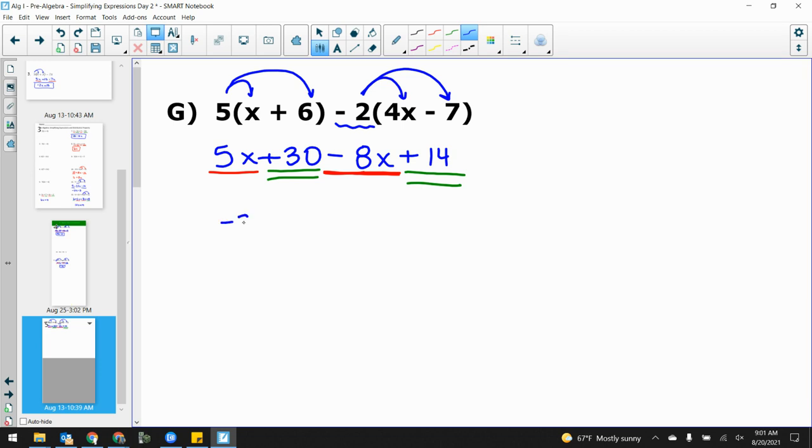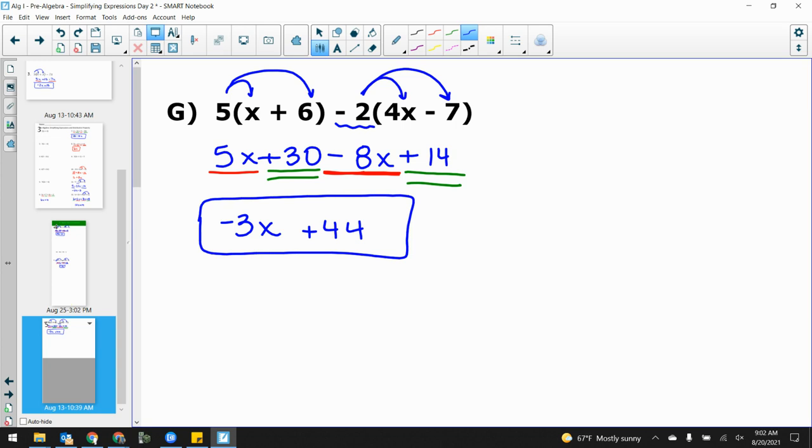-3x. 5 minus 8. Yeah, instead of a positive, it's a negative. So we got to go down. 5 minus 8. And then we have our 30 and our 14 to make 44. If you had said 16, you probably had a minus 14 instead of a plus 14 on the end.